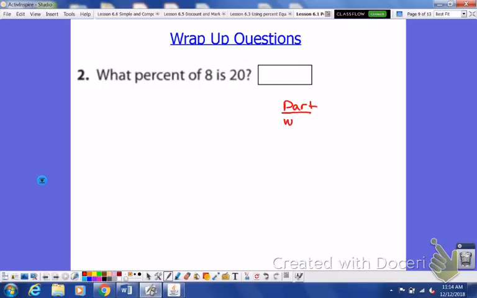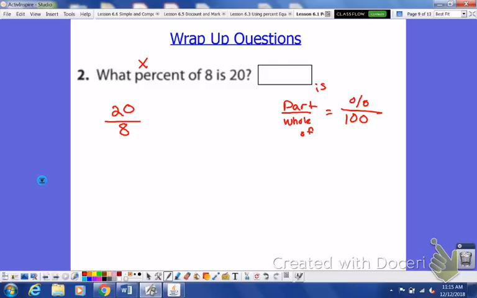So remember, we had our part over our whole equals our percent over 100. Percent is per 100, so our denominator there will always be 100. So our first question here: what percent of 8 is 20? So remember, part was our "is," whole was our "of." We're looking for percent.